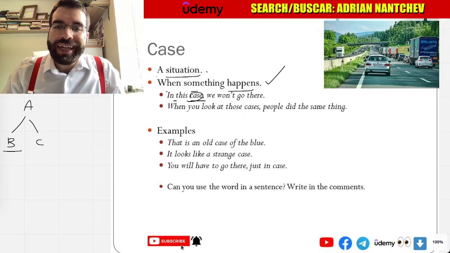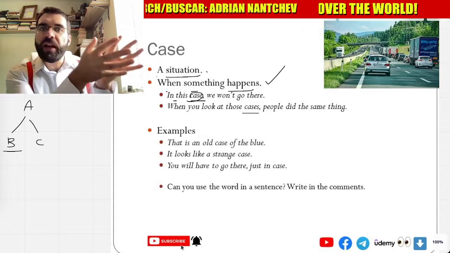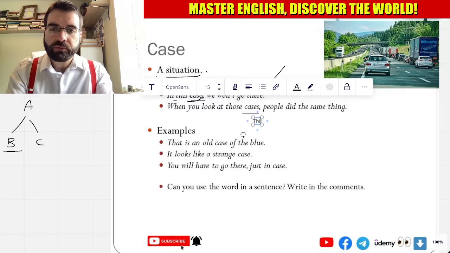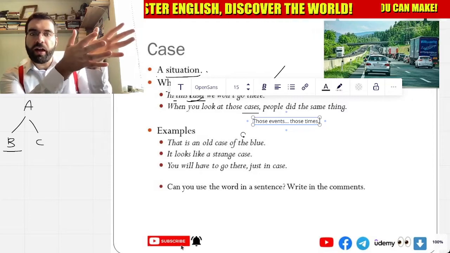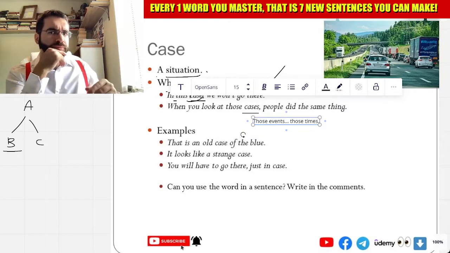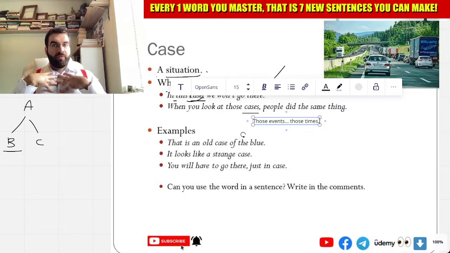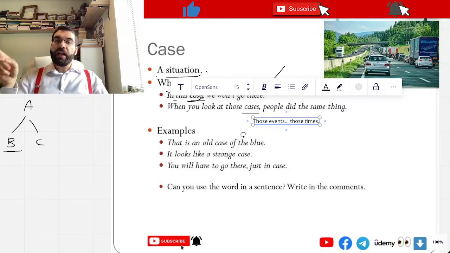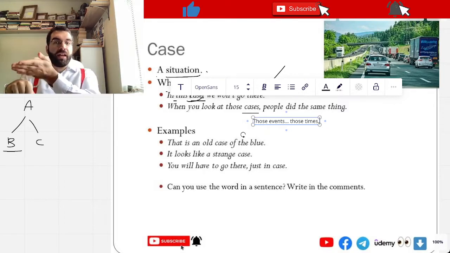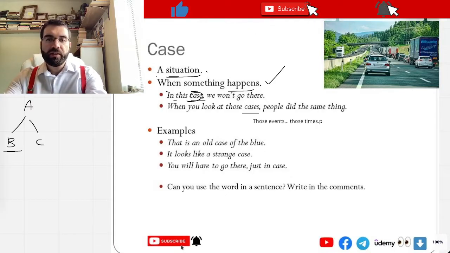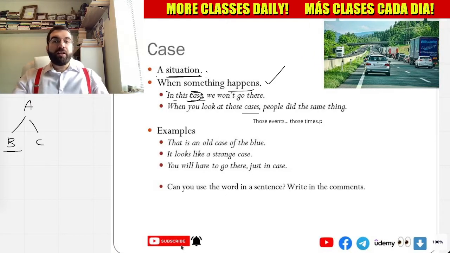When you look at those cases, those situations, those events, those times, people did this, some people did that. In my case, what I did was something else. When he had the problem, in his case, in his situation, he stayed at home.